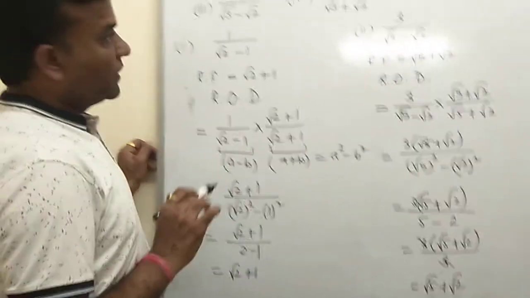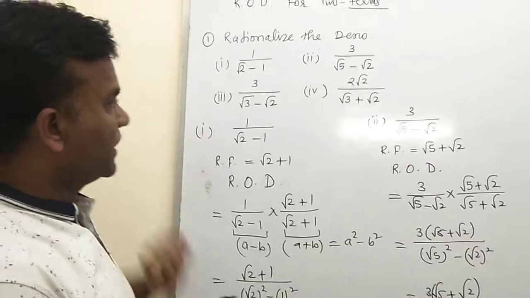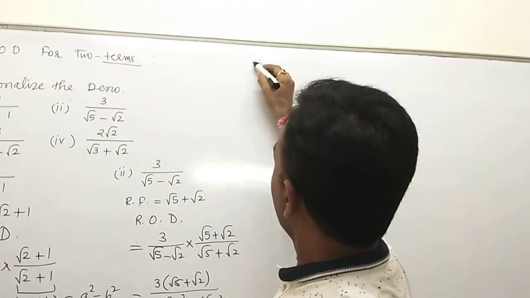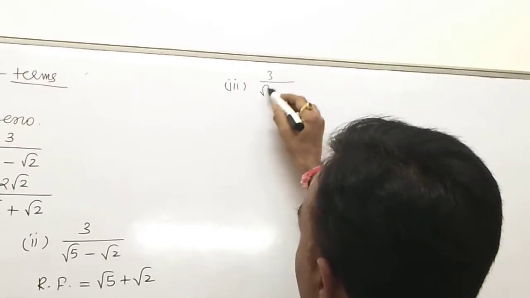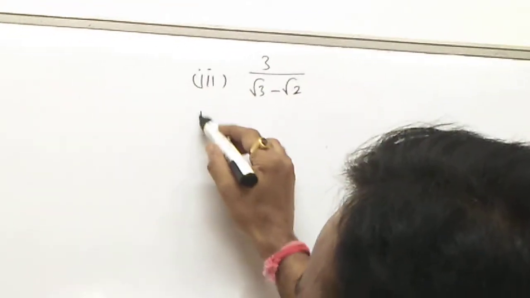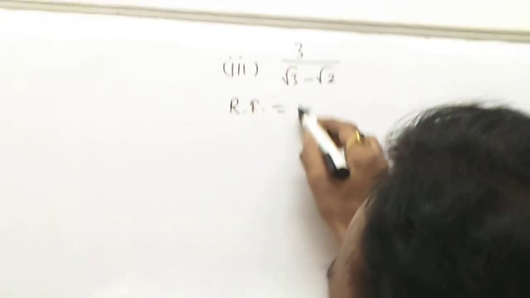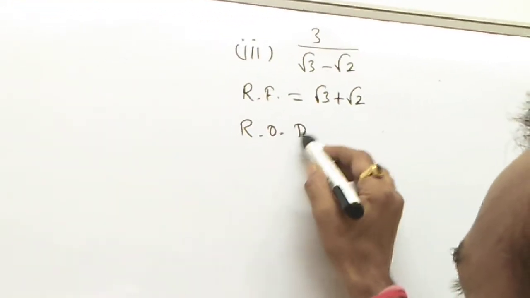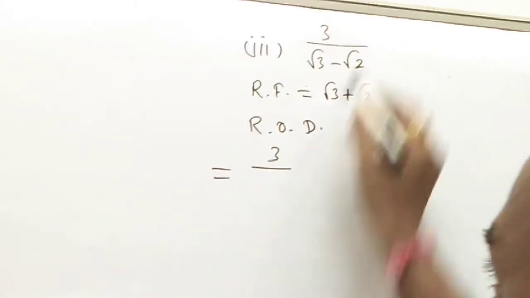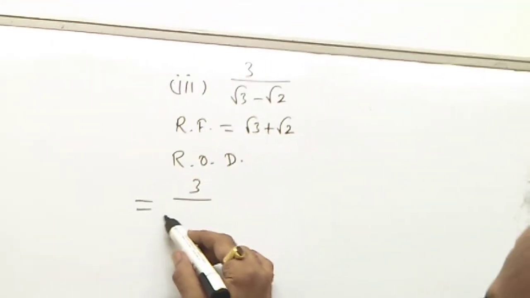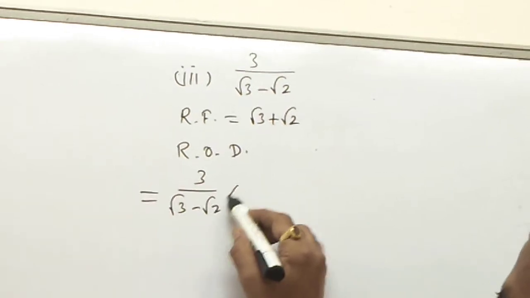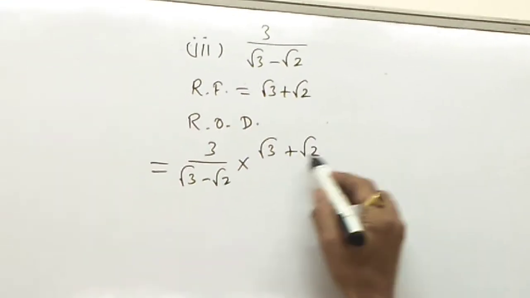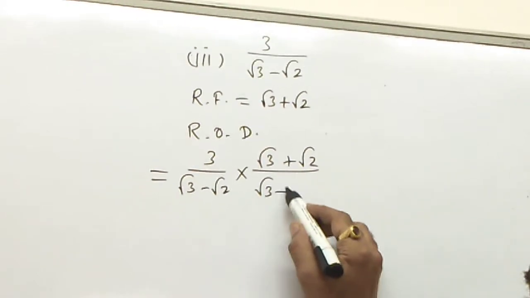Okay, then now we have the third example. The question is the same, 3 upon root 3 minus root 2. Again you write down the RF. The RF is root 3 plus root 2. And then for rationalization of the denominator, first you write down the given number like 3 upon root 3 minus root 2 and multiply by its RF. The RF is root 3 plus root 2 upon root 3 plus root 2.